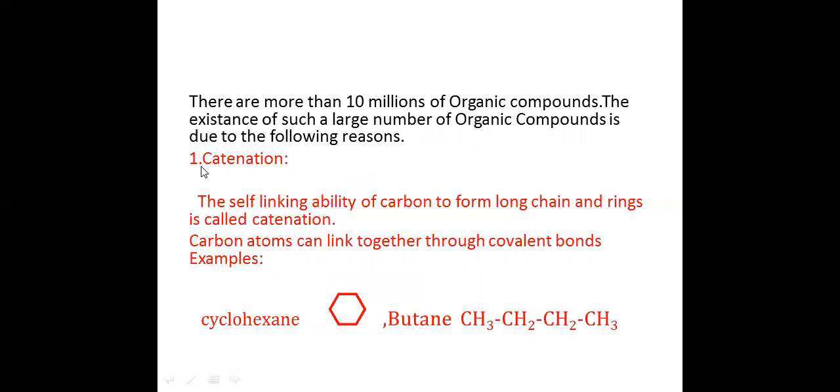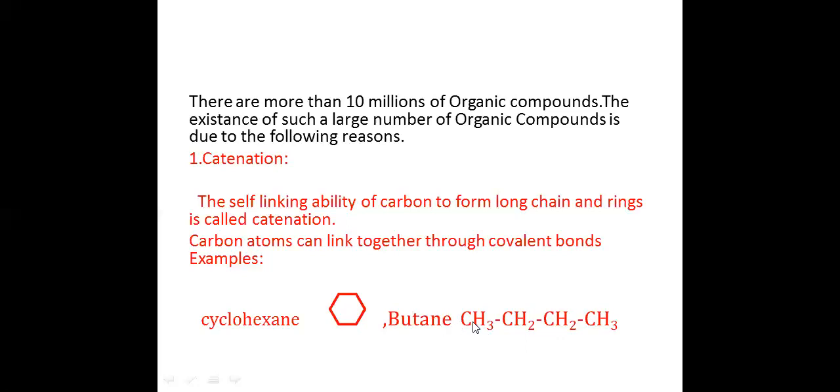The first reason is catenation. What is catenation? The self-linking ability of carbon to form long chains and rings is called catenation. It means carbon will make bonds with other carbons and form long chains. You can see in this case we have one, two, three, four carbon atoms combining together along with hydrogen to form a long chain.